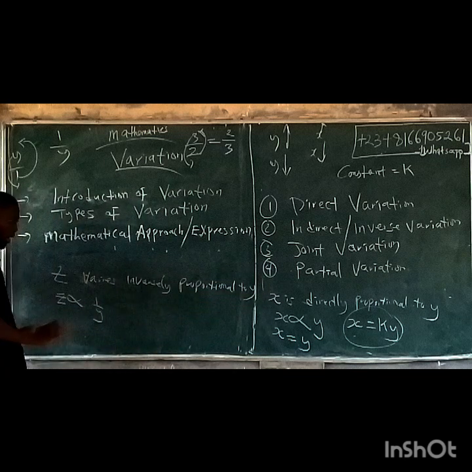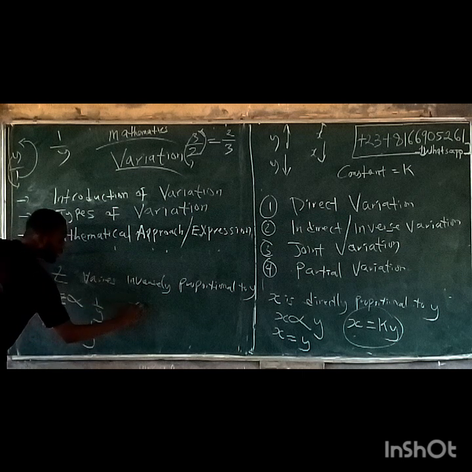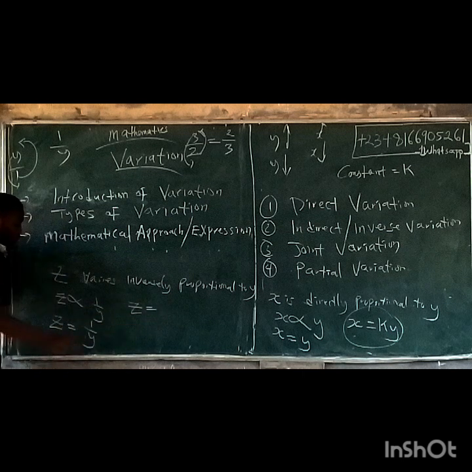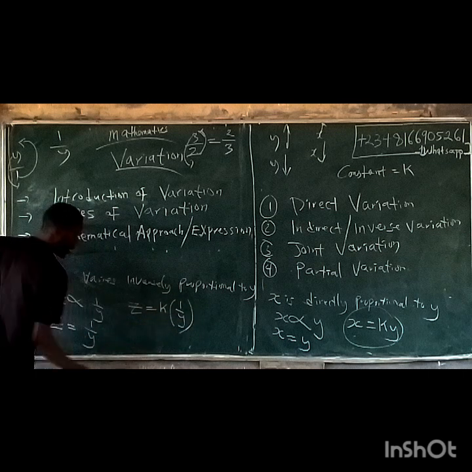Now you have done that, then we now say that z is equal to 1 over 1. This sign now turns to what? Equal sign. That is, z equals 1 over 1. Then you need to introduce a constant. I told you before that anytime you have a variation, you need to introduce a constant. So now z will equal k times 1 over 1.